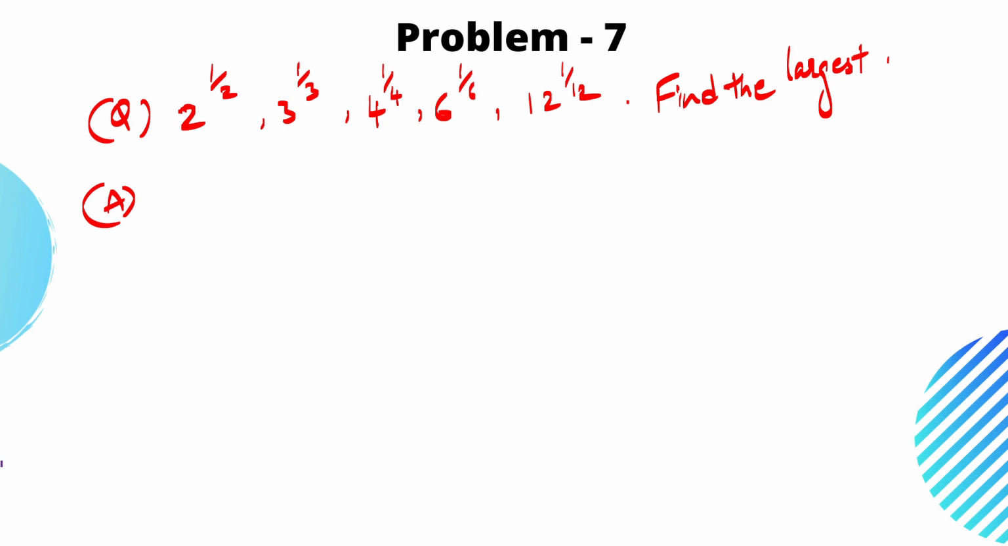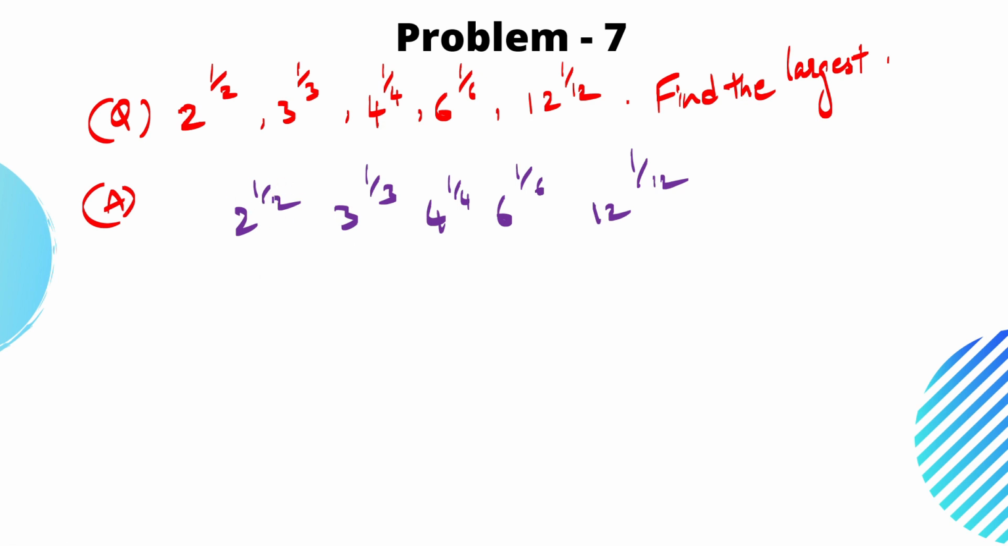Alright, find the largest. Here what is given? 2 power 1 by 2, 3 power 1 by 3, 4 power 1 by 4, 6 power 1 by 6, 12 power 1 by 12. This appeared in CAT 2006.